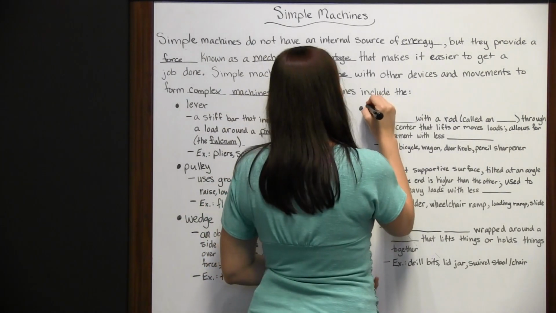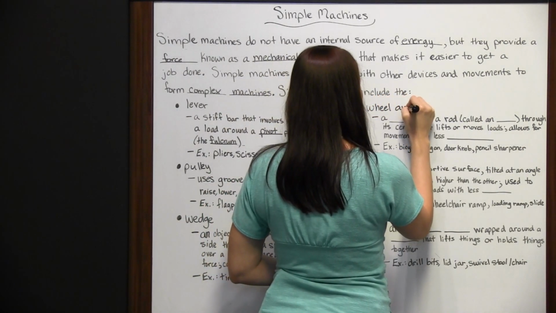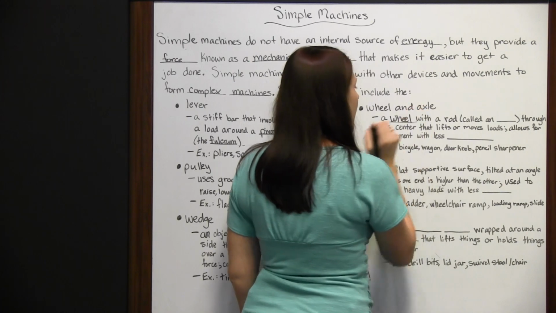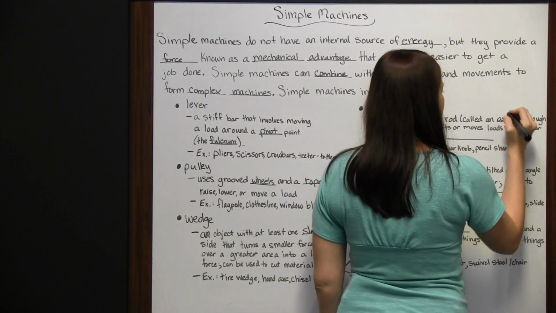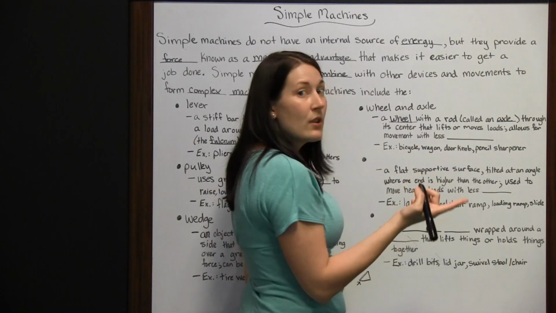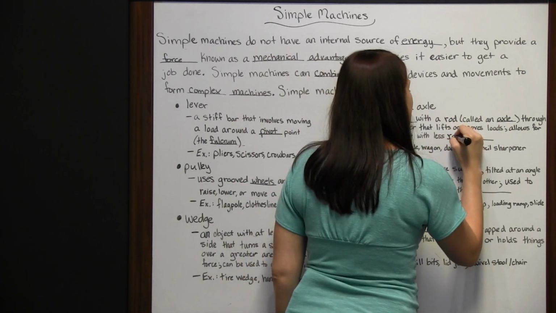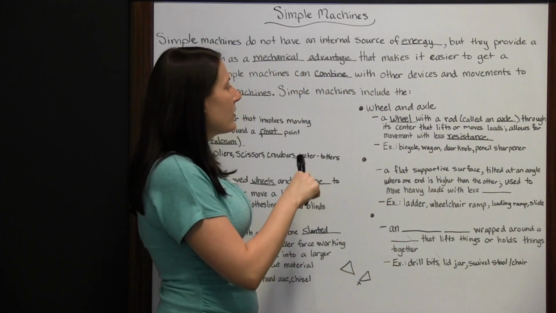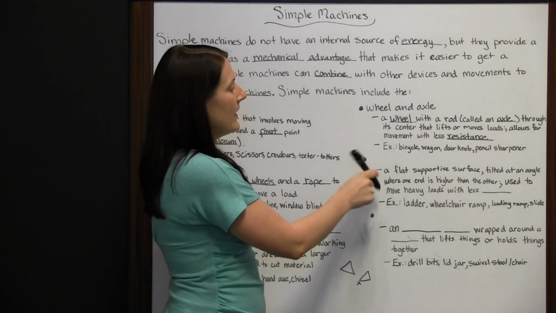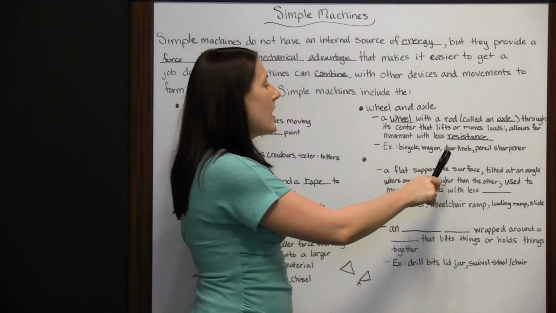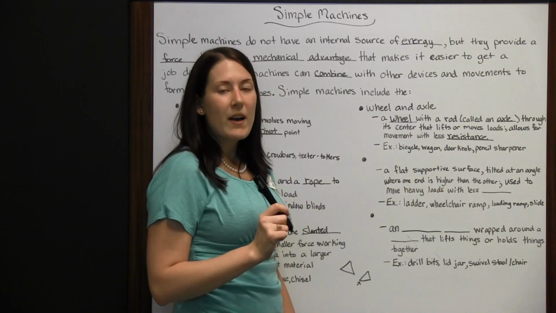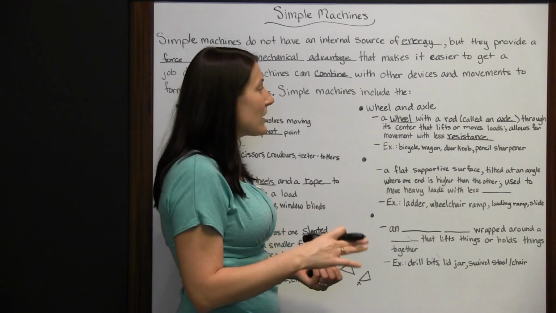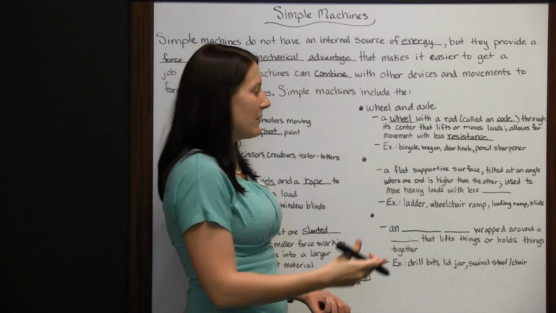Next, we have the wheel and axle. The wheel and axle is a wheel with a rod called an axle that goes through the center, and it lifts or moves loads. This allows for movement with less resistance. Examples of machines that use the wheel and axle are the bicycle, a doorknob, a pencil sharpener, and a wagon. So the bicycle obviously has wheels. They are connected by bars of the bike, and there are actually going to be some other simple machines found in there, but that's one example for you.